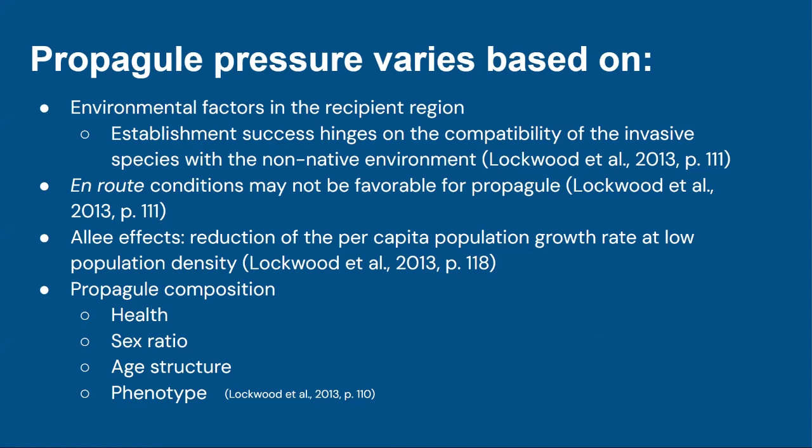Finally, propagule composition, or the characteristics of the individuals in the propagule, is a very important factor. For example, a propagule made up of aging, diseased organisms is going to have a more difficult time establishing, even if the propagule pressure is high. Factors of propagule composition include things like health, sex ratio, age structure, and phenotype, which all play into how successful a propagule is at establishing.